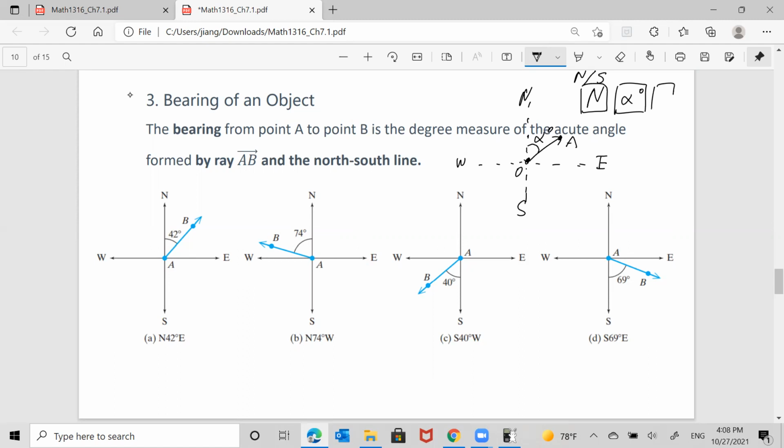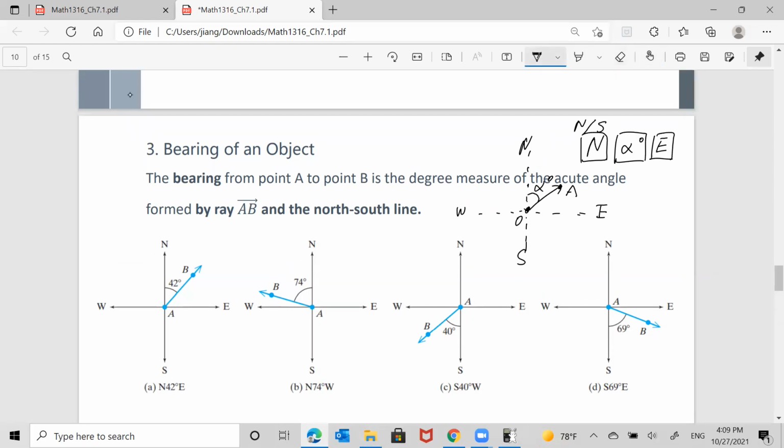And then for the next term, I must put west or east. If it's on the east side, I put east. If it's on the other direction, here, I put west. So that's the way we use bearing. The first term is north or south. The second term is the angle between the ray and the north-south line, and the angle must be acute. And then the next term is east or west.